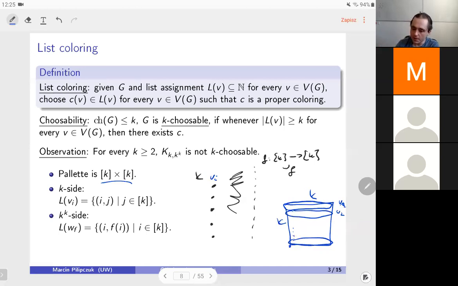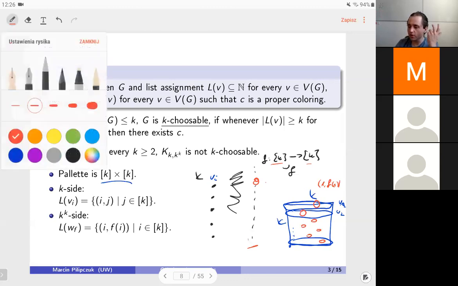But if you look at the vertex on the right, it has a function from k to k, and this function chooses which element from each row you have in the list. So this function says that I have 1, f(1) here, 2, f(2), 3, f(3), and so on. For every choice of one element from each row, you get a vertex on the right that has exactly this choice. So this is the construction.